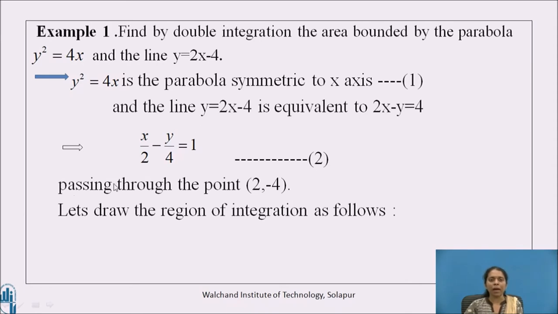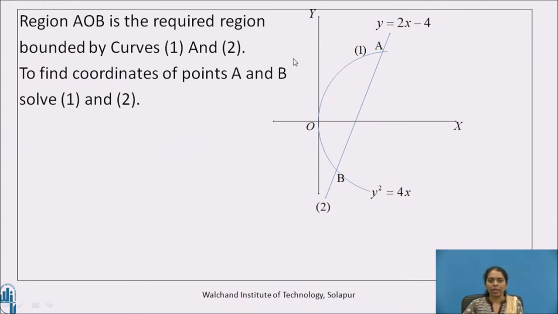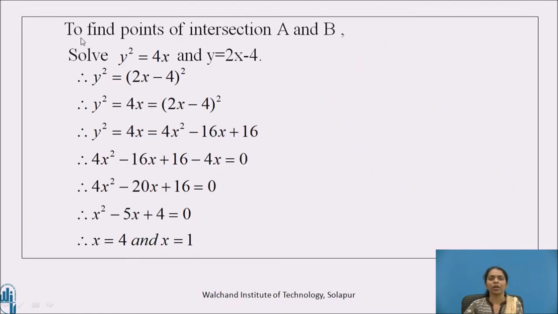Now this is the line. It passes through the point 2 comma minus 4. Let's draw these two curves on the graph so that we will get the required region of integration. After plotting these two curves, region AOB is the required region bounded by curves 1 and 2. To find the coordinates of the points A and B, which are points of intersection, we have to solve equations 1 and 2. So, to find the points of intersection A and B, let's solve y square is equal to 4x and y is equal to 2x minus 4 simultaneously.